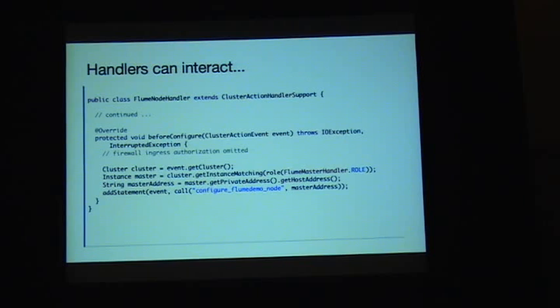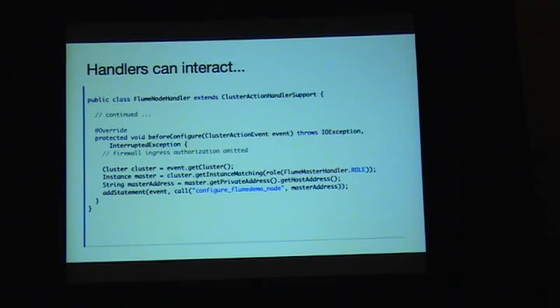This is a continuation of the same class. This is overriding the before configure method, which allows us to hook into the configuration part of the lifecycle and say, when you're doing the configuration phase, we want to, again, run a script. And this script is going to do configuration, obviously, of the node.